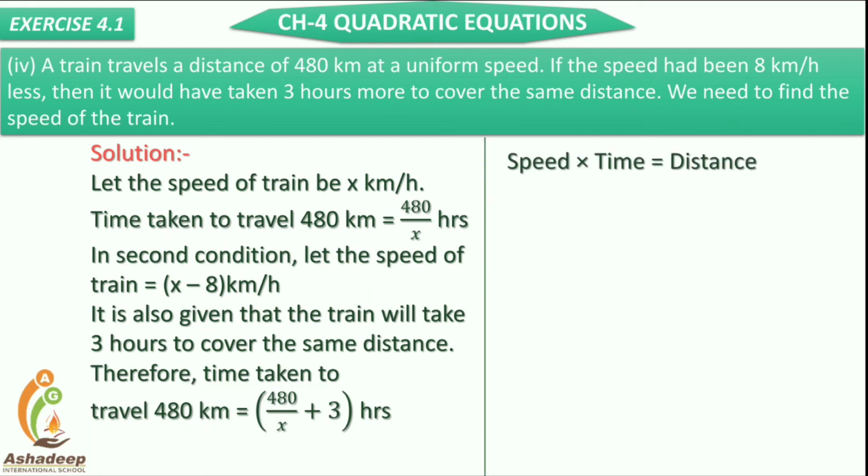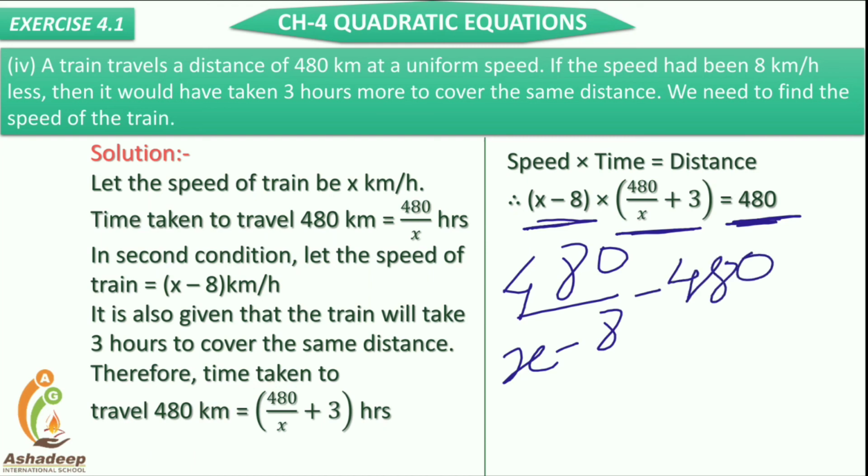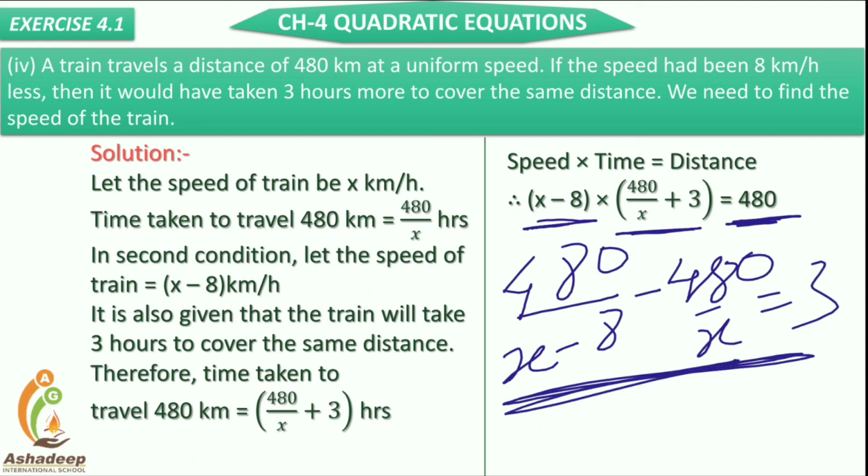आगे देखते हैं, the speed into time is equals to distance. So it is going to be x minus 8 into 480 upon x plus 3 is equals to 480. If you proceed in this way, that is also fine. और मैंने जैसे सिखाया था वैसे अगर आप proceed करेंगे, that is 480 divided by x minus 8 minus 480 divided by x is equals to 3. So in both the ways the answer will be the same.